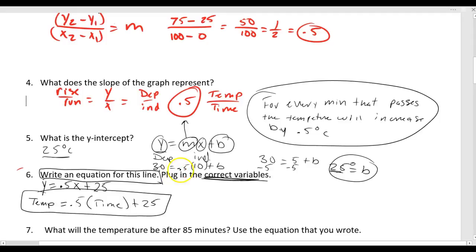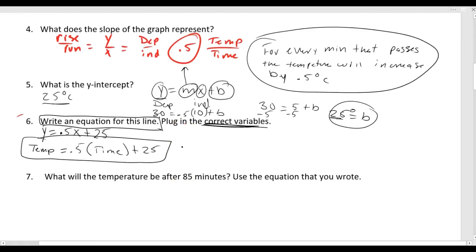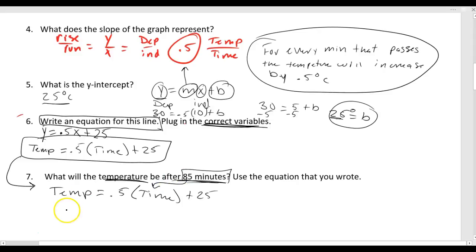Awesome. So the last question that it asks, number 7: What will the temperature be after 85 minutes have passed? Use the equation you wrote. So now we have this equation, and we're going to use it to solve this problem. Temperature is equal to 0.5 times time plus 25. Here we know our minutes, we don't know our temperature, so all we have to do is plug in this number into time, and we can solve for temperature.